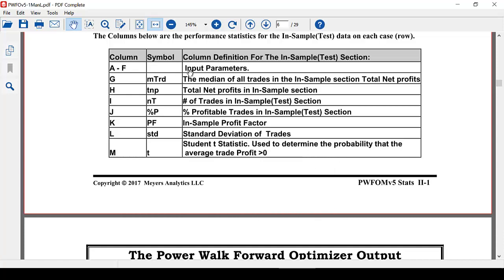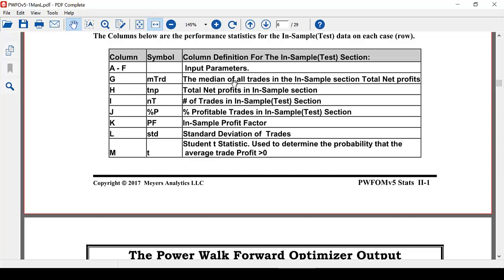So I'm going to flip over to basically the manual, and we'll take a look at what the various columns mean. Columns A through F were the input parameters. If you had more input parameters, then they would go from A to whatever number that you had, and then metrics would start appearing exactly after whatever the end of the inputs are.